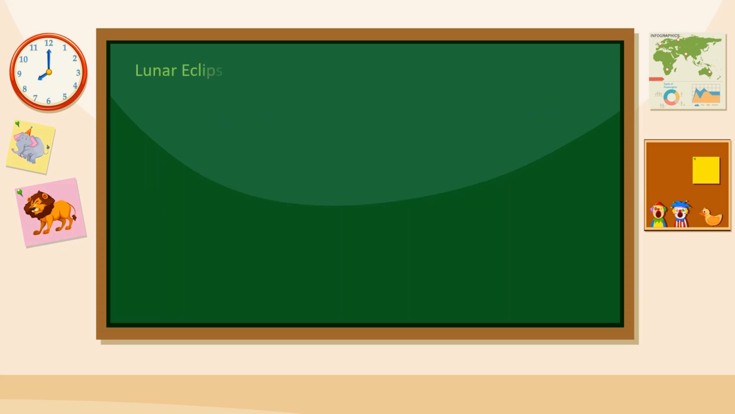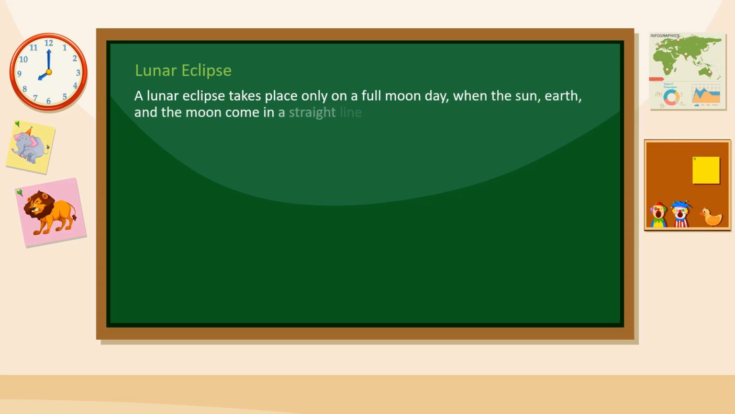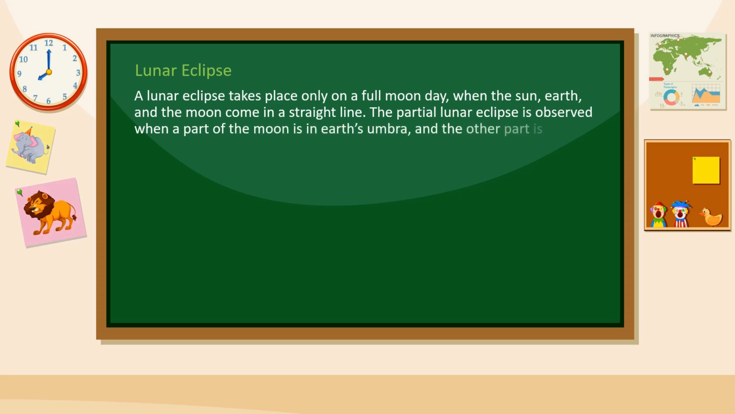Lunar eclipse. A lunar eclipse takes place only on a full moon day, when the sun, earth, and the moon come in a straight line. The partial lunar eclipse is observed when a part of the moon is in Earth's umbra, and the other part is in its penumbra.